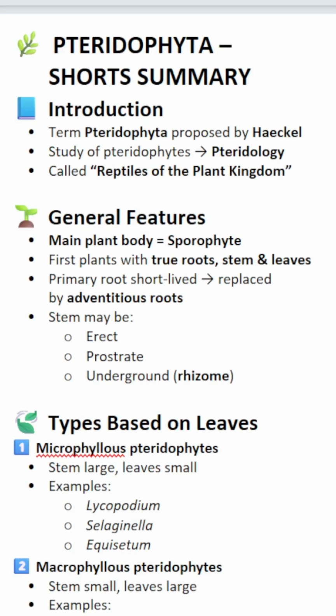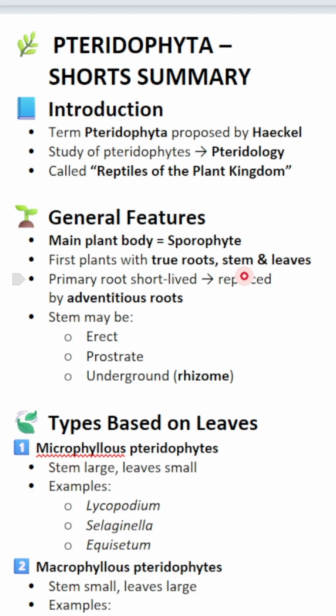Okay, let's start our next short video on Pteridophyta. Let's first talk about its summary, its habitat, and its structure. Pteridophyta was named by the scientist Haeckel, and the study of Pteridophyta is called Pteridology. Sometimes Pteridophyta is also called the reptiles of the plant kingdom.